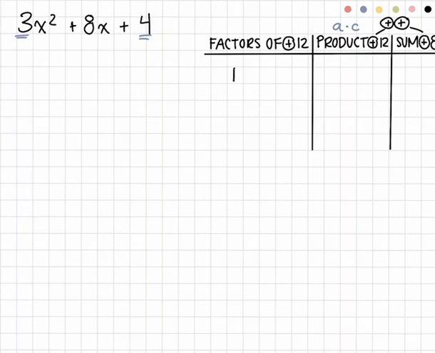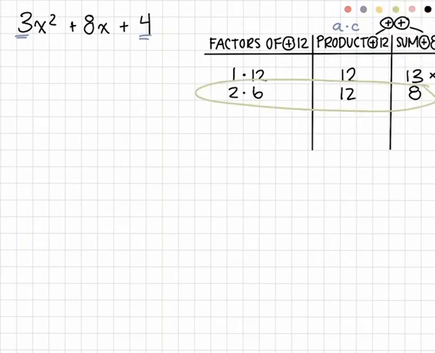I have 1 times 12. That's going to give me 12, and when I add it, it's going to give me 13. No good. Okay, let's go to the next one. I have 2 times 6. 2 times 6 is 12, and when I add it, it's 8. Lovely. So I just found the 2 factors I'm going to be working with, positive 2 and positive 6.